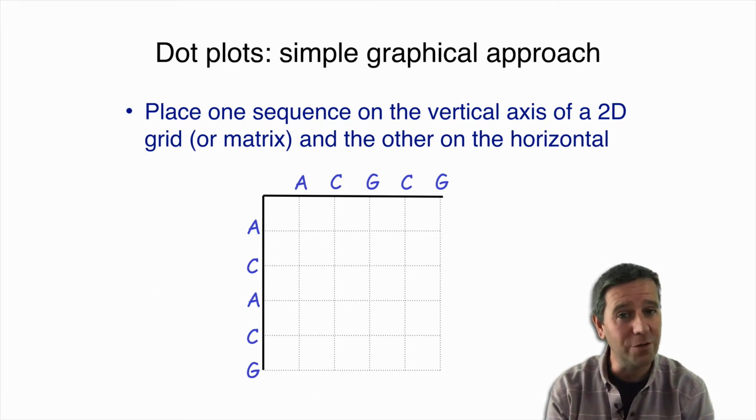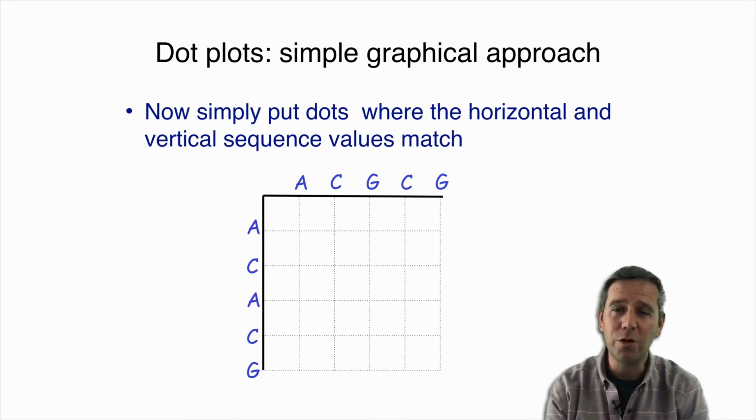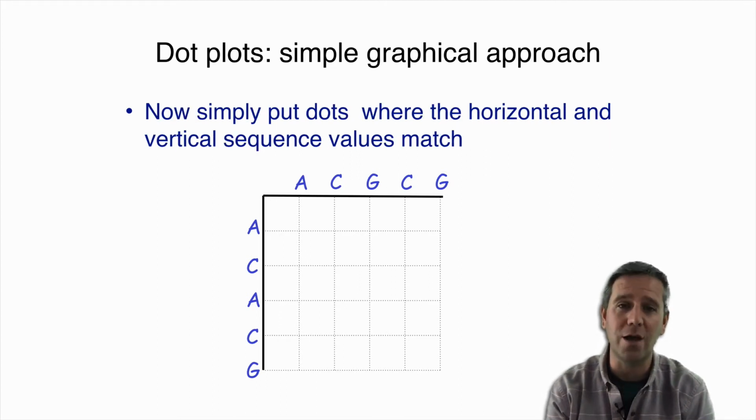Some people call this little grid an alignment matrix, but it's just a table. And the other sequence is on the horizontal side. And then what we go through is we simply put dots where the horizontal and vertical sequence values match. In other words, where the characters are the same in these two sequences, like so.